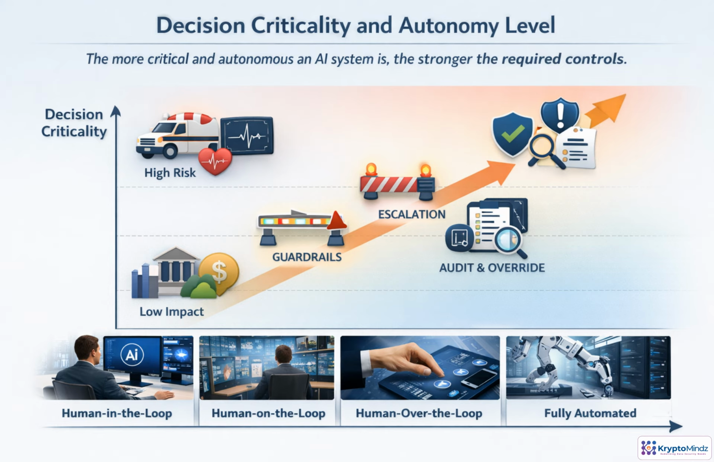Risk often increases along two dimensions: decision criticality and system autonomy. A chatbot suggesting report wording is very different from a model approving credit, scheduling medical care, or controlling equipment. As autonomy rises, human involvement shifts from direct review to supervision to exception-based oversight, and finally to automated action. Each step demands stronger controls: guardrails before the decision, escalation when confidence drops, audit trails after the decision, and real override authority. The key governance question is not, can AI decide? It is, how much consequence follows if it is wrong?